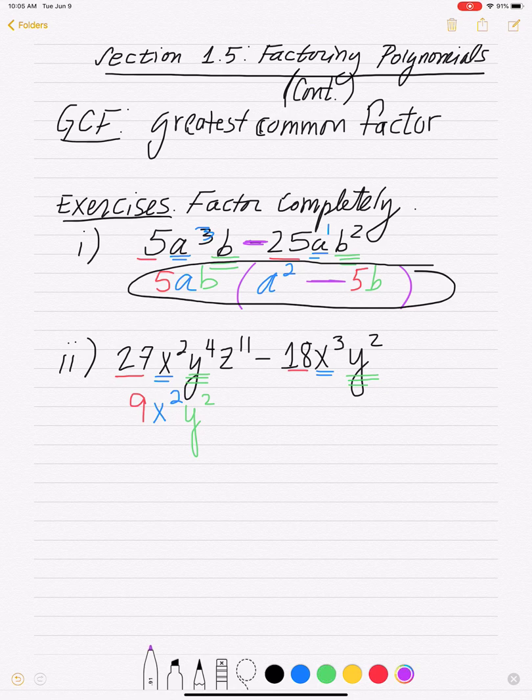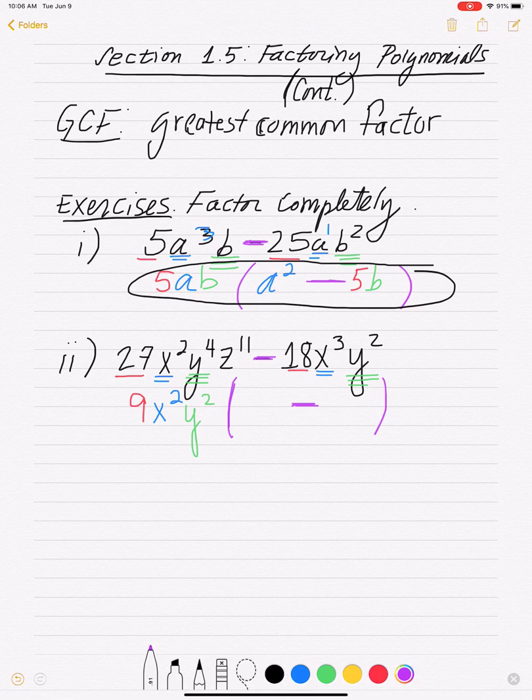So our greatest common factor is 9x squared y squared, and then we have to figure out what's left over when we pull that greatest common factor out. So we're going to have something in parentheses. We're going to bring the minus sign down, and it's going to be in the middle. So we're going to have two terms, one in front of the minus, one after the minus.